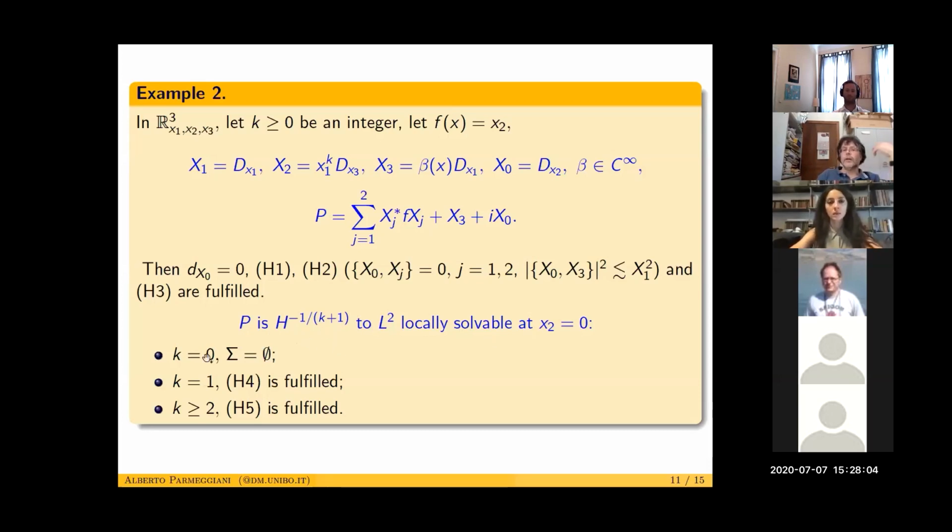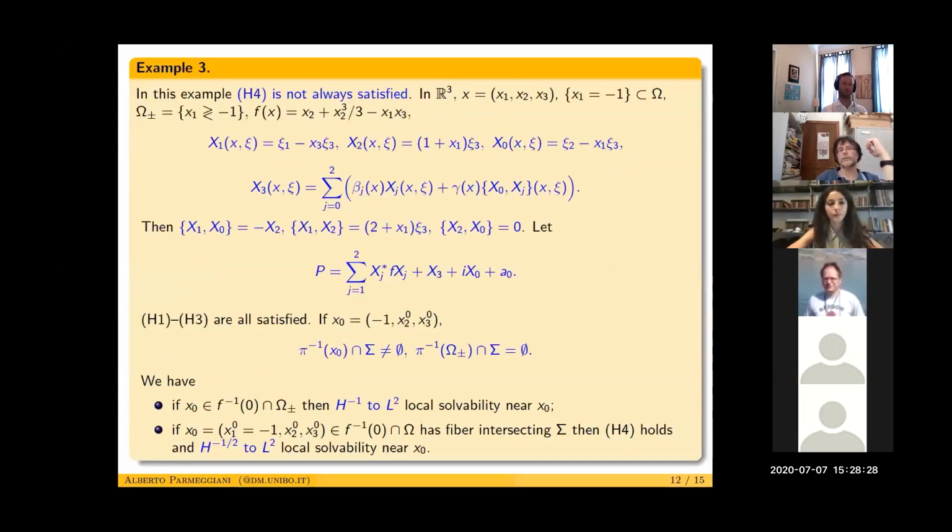So k is equal to 0 when the characteristic set is empty. Otherwise we have the Hörmander condition or the Melin condition. I wanted to stress the Melin condition because it is a symplectic invariant, which is very interesting for extending this kind of result to more general classes of operators. Let me just be very quick, because I think I still have 5 minutes. Am I right? Yes. All right.